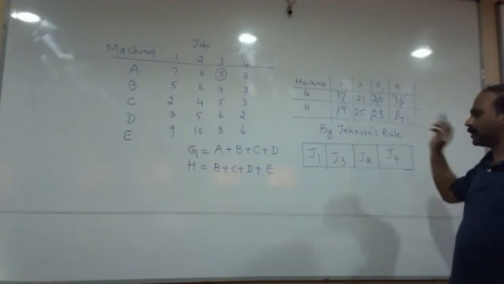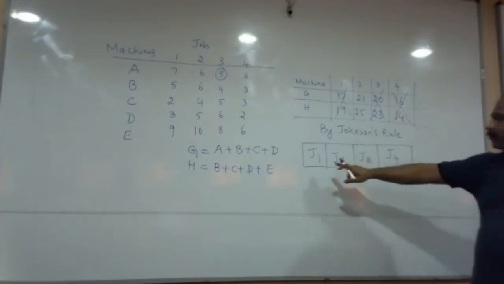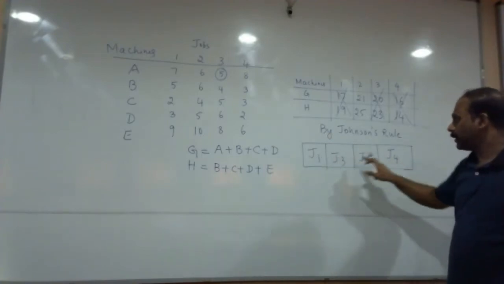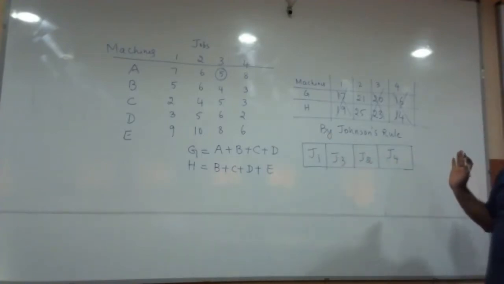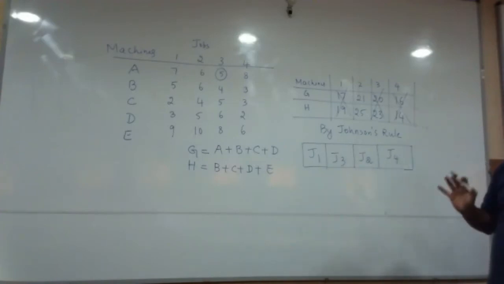So this becomes J2. Now you can see that by Johnson's rule, we have got the order as 1, 3, 2, and 4. So this is the order in which these particular jobs have to be processed.